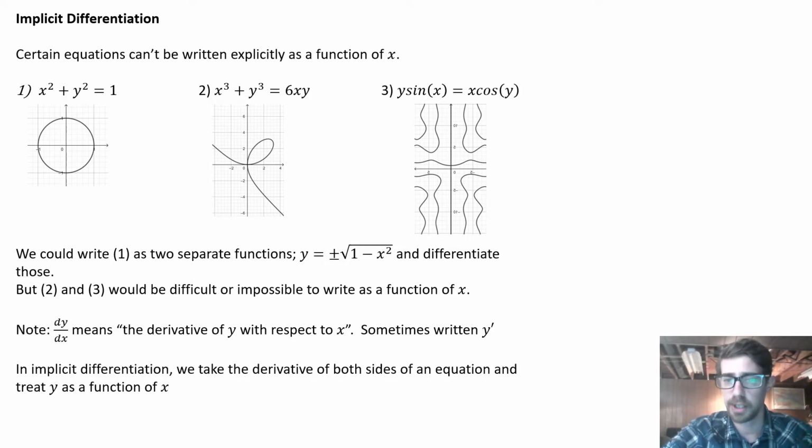In implicit differentiation, we take an equation like the three we're looking at. We take the derivative of both sides. So that's an algebra move. We can do whatever we want to both sides of an equation. Taking the derivative is just another move. And then the tricky thing is we treat y as a function of x. So even though we can't write y as a function of x, we treat it as one and we say, okay, if it were, what would happen? And that involves using the chain rule.